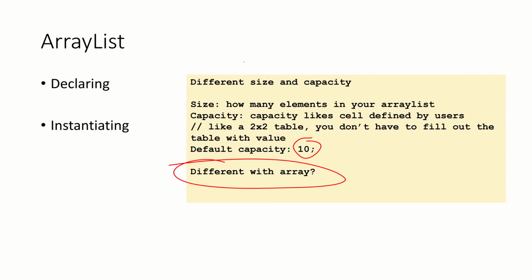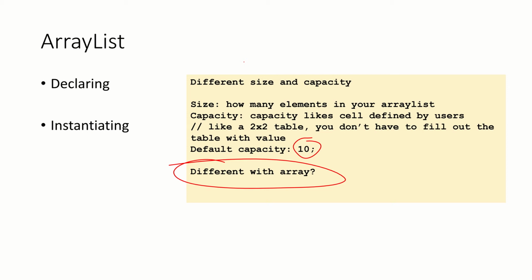Okay, so the big difference between array and array list. For the array, we always talk about the size. But array list gives us two concepts: one is size, another is capacity. The size is the same thing, how many elements with value. The capacity is another thing, how much capacity they have in this array list.